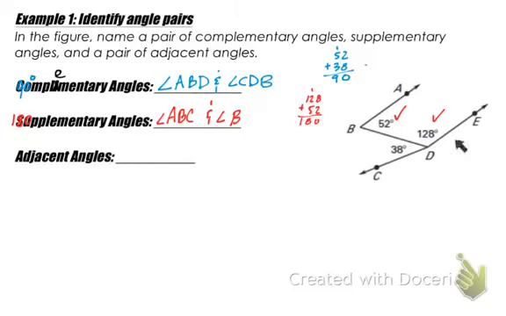angle BDE. Perfect. And then finally, adjacent angles, we're looking for any angles that share a common vertex and they share a common ray. And here is an angle that not necessarily is straight, but they definitely do share a common ray right here and a common vertex at D. So a pair of adjacent angles would be, there's the angle I'm just highlighting here for you, angle CDB and angle BDE. Okay?